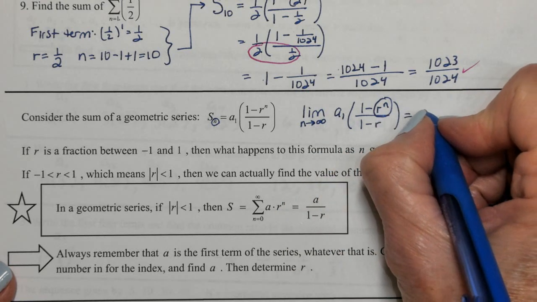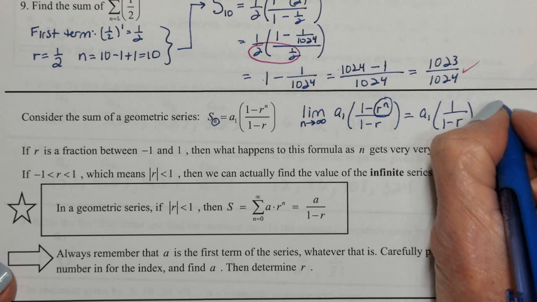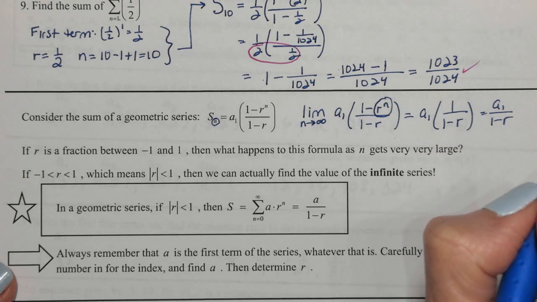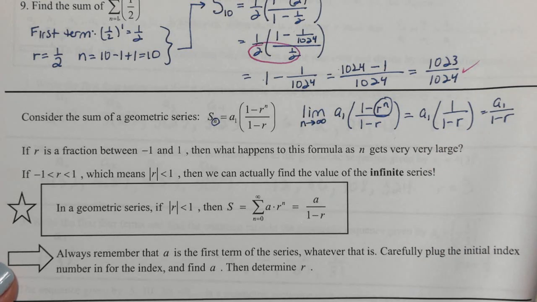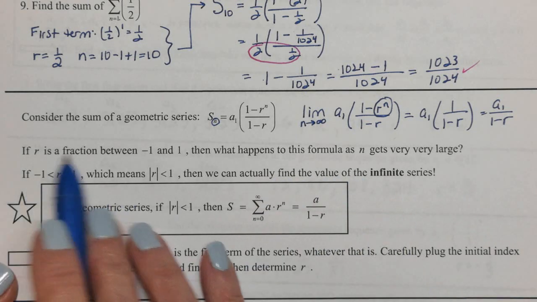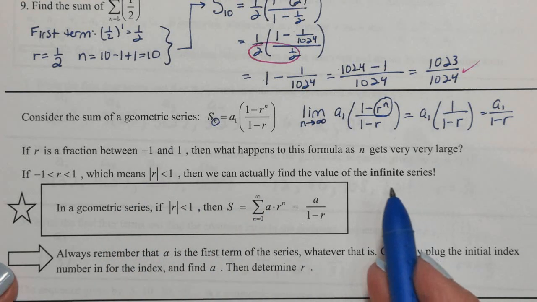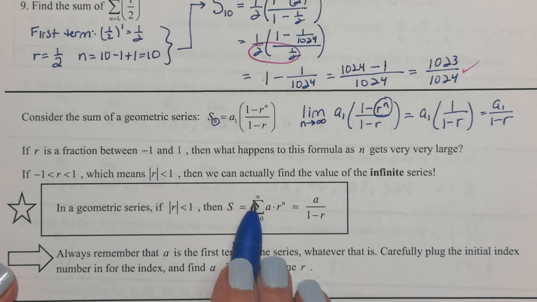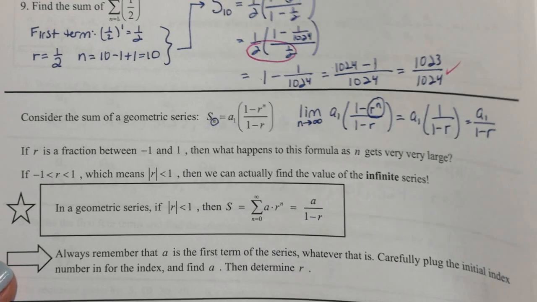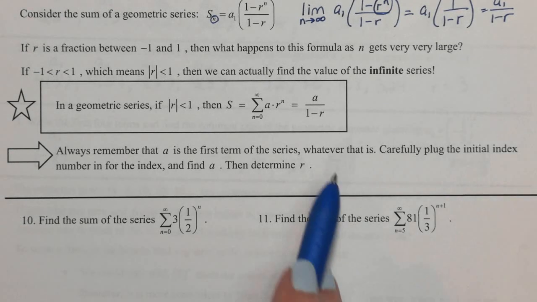So I just have a sub 1 times 1 minus r, which is a sub 1 over 1 minus r. So as n goes to infinity, if r is between -1 and 1, then we can actually find the value of an infinite series, this infinite geometric series. We could not do that with an arithmetic series.